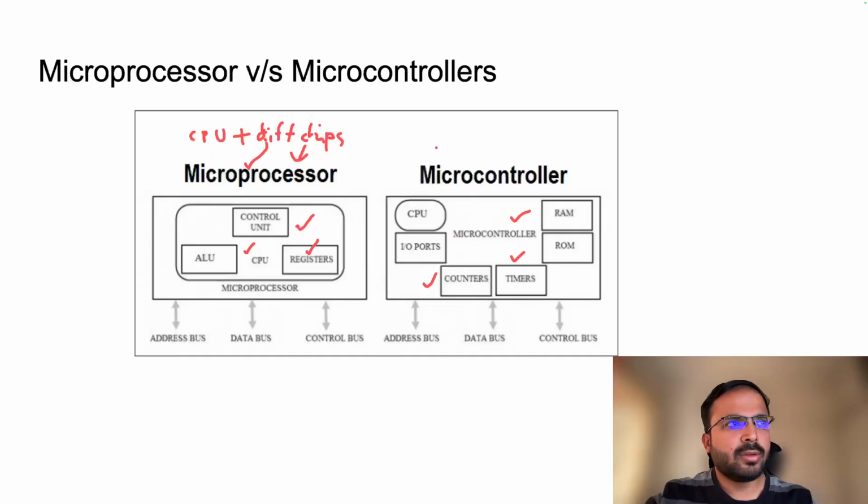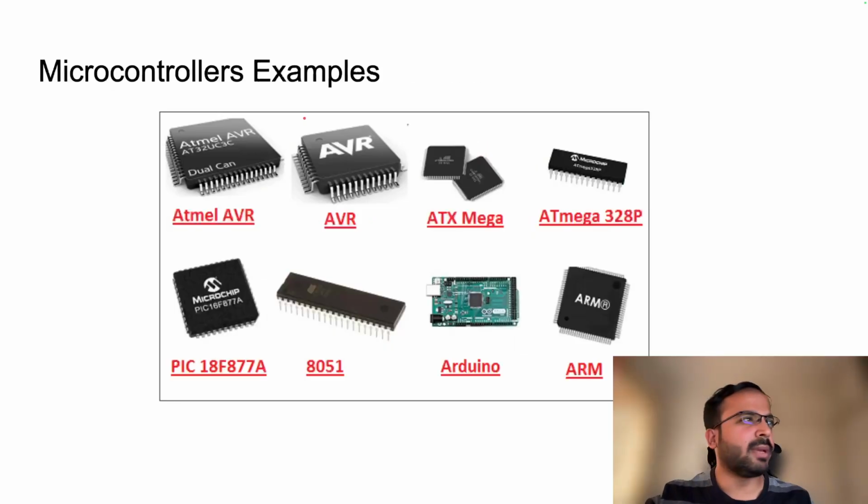But a microcontroller is a single chip. So this is the difference between a microprocessor and a microcontroller. In microcontrollers there are no external peripherals apart from that chip, but with a microprocessor there will be external peripherals. Your counters and timer modules will come on a separate chip, and you have to attach them to the microprocessor. That is the difference between microprocessors and microcontrollers.